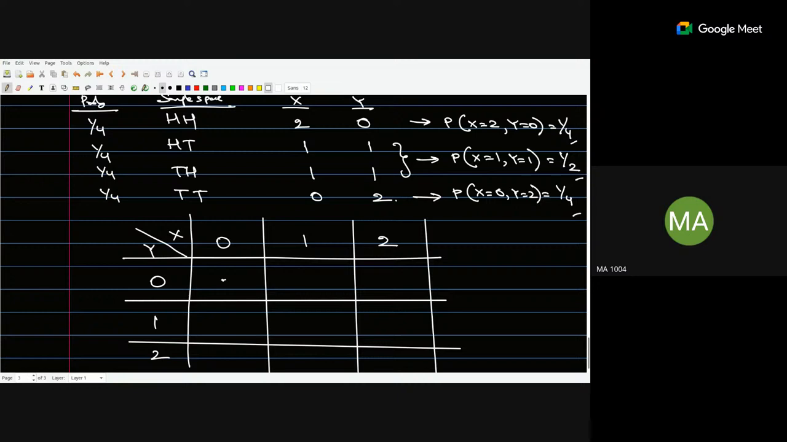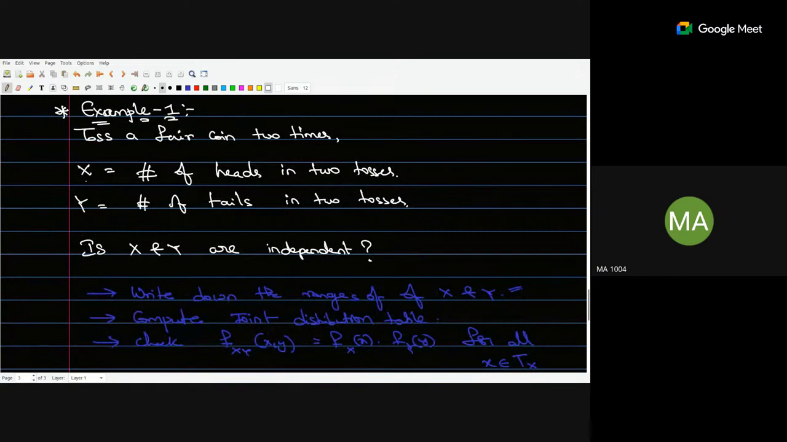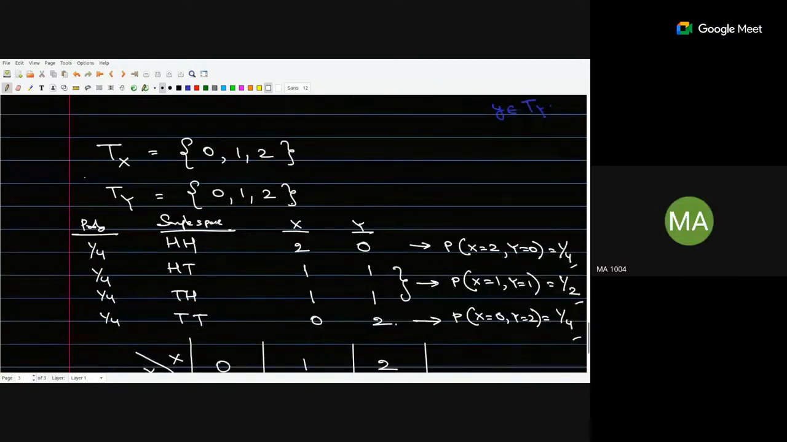Any doubt, Hanna Mohammed? Why do we choose the range 0, 1, 2? Should it be 0 and 1? That's the confusion many people might have. What does x represent? X represents the number of heads. If you are tossing a coin, think of a coin in your hand. What can you say about the number of heads? You may not get any head in the 2 tosses, so that's 0. You can get 1 head, and you can get both heads, that is 2. So the possibilities for x are 0, 1, 2.